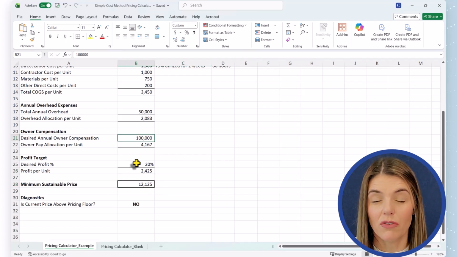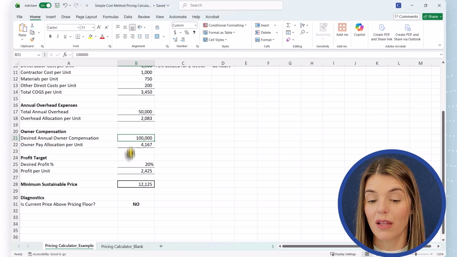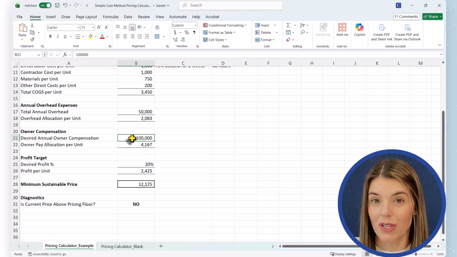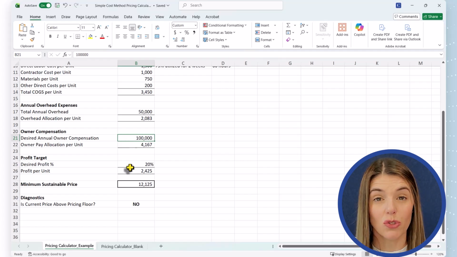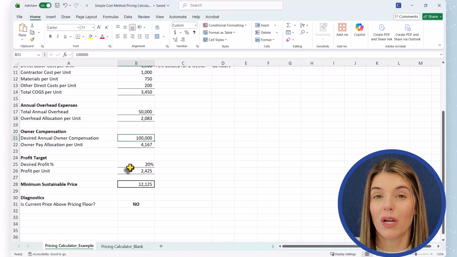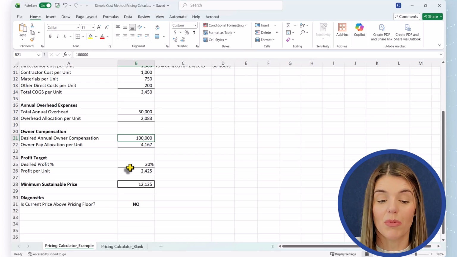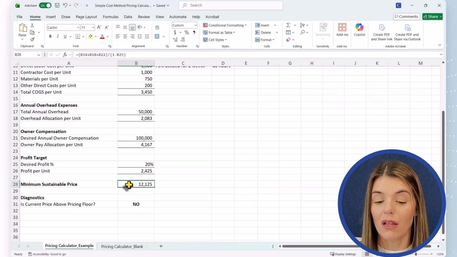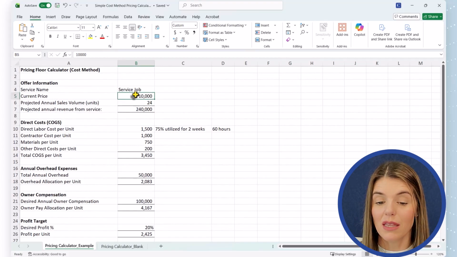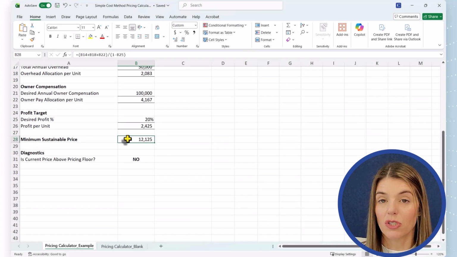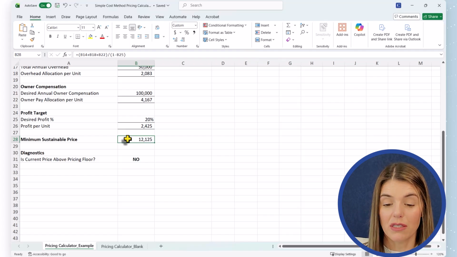Now we could get into a philosophical conversation about whether or not the owner's compensation needs to come out of profit, and maybe we don't need both a $100,000 owner compensation and a 20% profit margin. But I'm just giving you guys an example here so you can play around with the numbers. Once we add it all up, the price was $10,000 per unit, but actually the minimum sustainable price is $12,000 to accomplish all of these things.